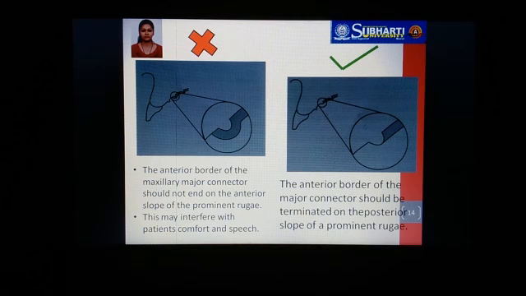So instead of covering the anterior slope, we should make sure that the posterior slope is covered. See, in this figure, both the anterior as well as the posterior slope are covered, so it is maximizing the coverage, which results in the patient's discomfort as well as difficulty in speech. In the second figure, we have eliminated the coverage of the anterior slope, so only the posterior slope is being covered. By doing this, we are preventing any speech impairment in the patient as well as preventing any kind of damage.